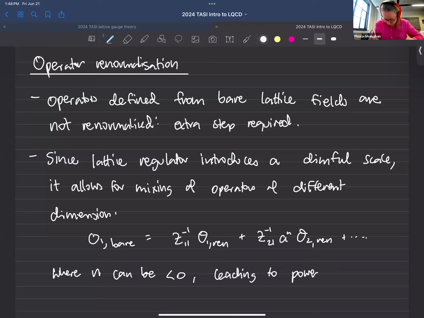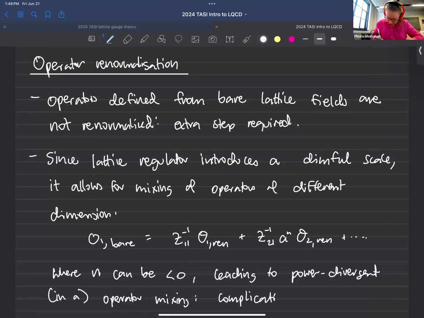Leading to power divergent in the lattice spacing operator mixing, which leads to complications.